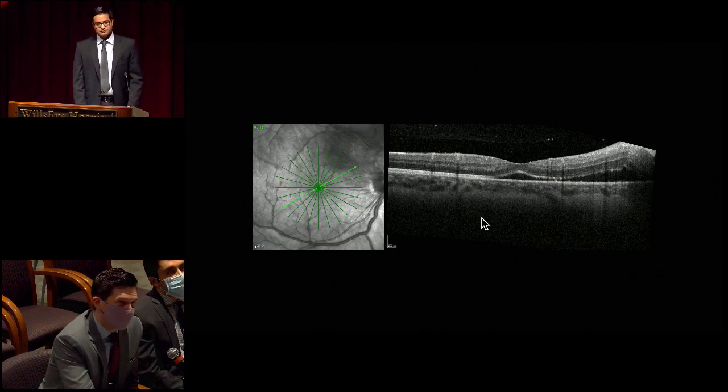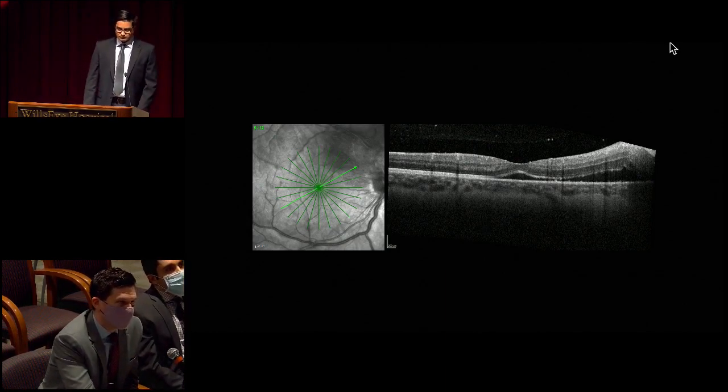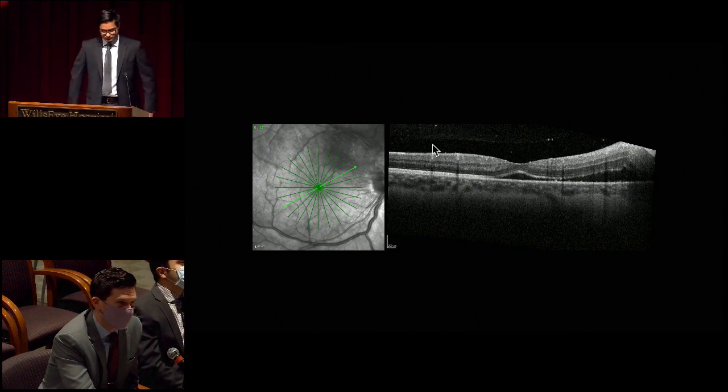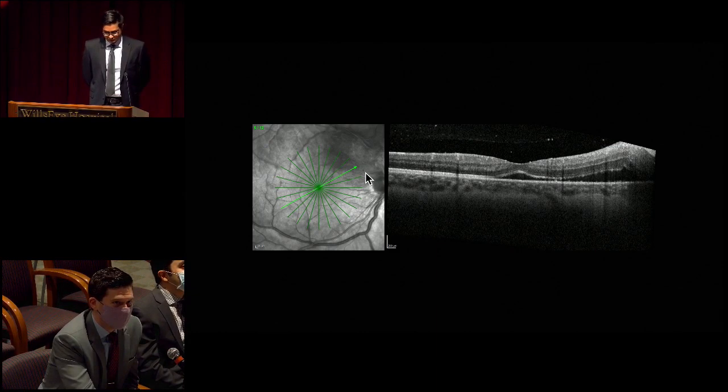OCT scan through the right fovea, infrared imaging. You can see this hyporeflectant signal here corresponding to the lesion that we were mentioning earlier. And then attention to the B-scan raster image here. You can clearly see there is indeed some vitreous opacity here, likely cells.